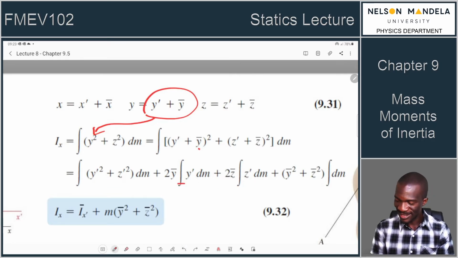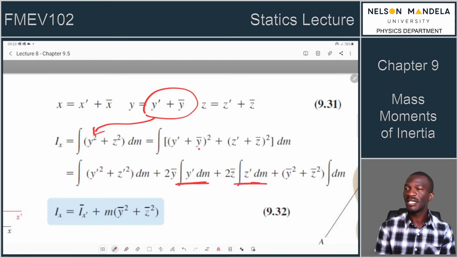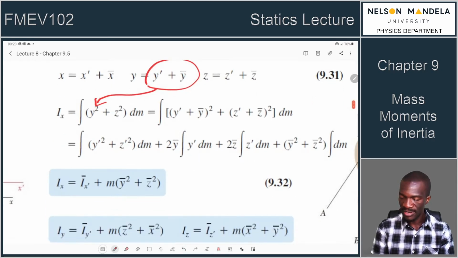But what do you see here? These are the first moments about the centroidal axis. So this is about the centroidal x-axis. This is about the centroidal z-axis. Centroidal y-axis, centroidal z-axis. So if we have these moments, then it means that these will cancel out, and in the end we will have this first equation.